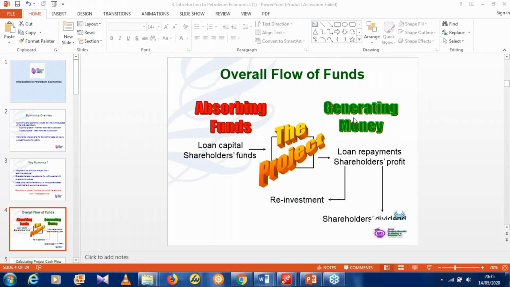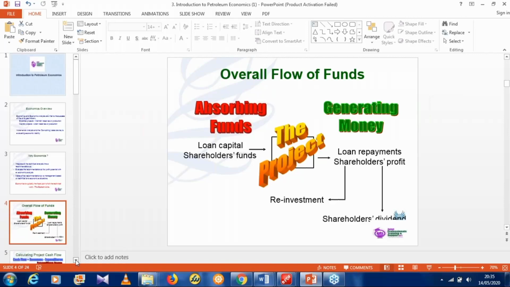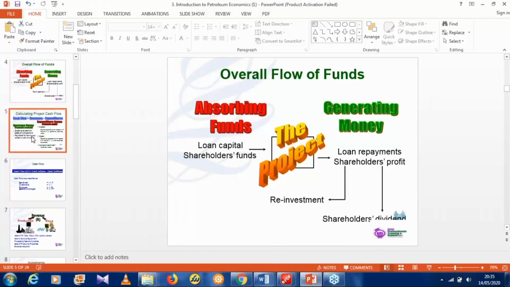So these are the three sections of the overall cash flow: the absorbing of funds, the projects, and then the generating of money. We could also go into processing, so that eventually you sell the byproducts or the extraction from the crude oil. That helps to repay the loan, which is why the arrow goes that way, loan repayment. Then you also have shareholders' profit, from which you have the dividends gotten from the investment. So it's a complete circle that we're looking at there.